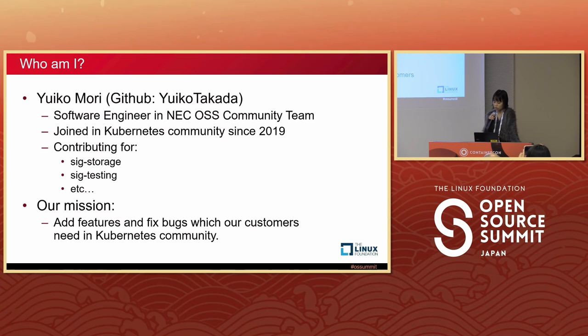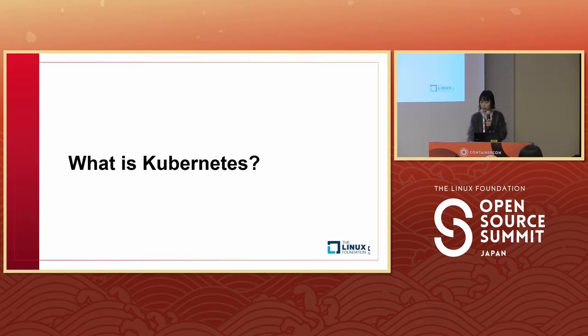And also, I'll talk about our mission. Our company is providing Kubernetes and the product OpenShift, which is based on Kubernetes, to our customers. In this work, sometimes we find Kubernetes bugs, or we notice that we need to add some features. So we fix Kubernetes bugs and add features which our customers need in the Kubernetes community. Then I will talk about Kubernetes.